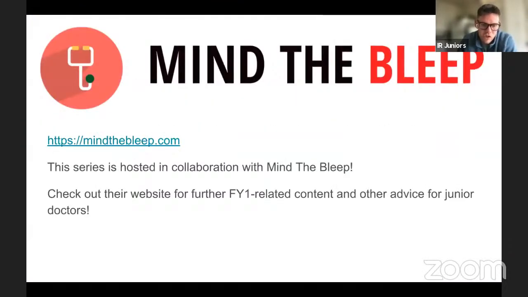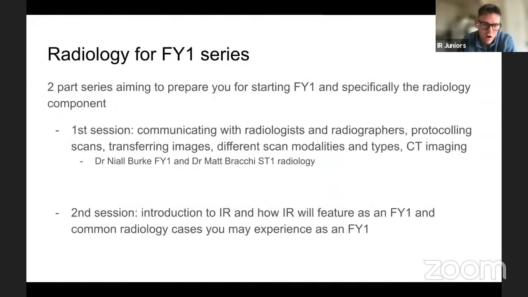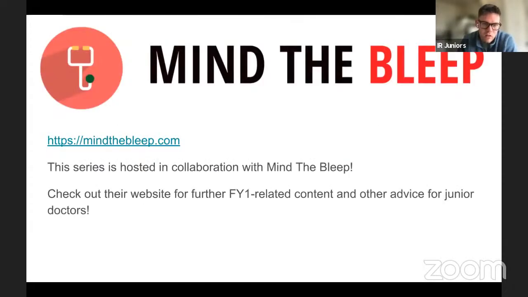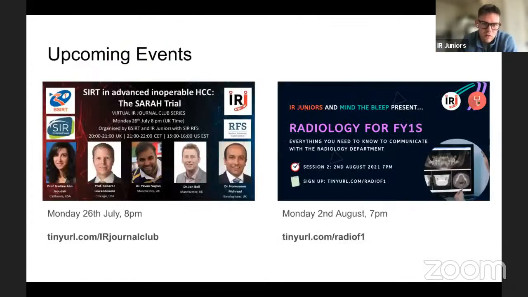So yeah, the second session we'll focus more on IR and getting patients down for IR procedures and what needs to be done before that. And this is Mind the Bleep. And so the 2nd of August is the second session. So do put that down in your calendar so you come along.